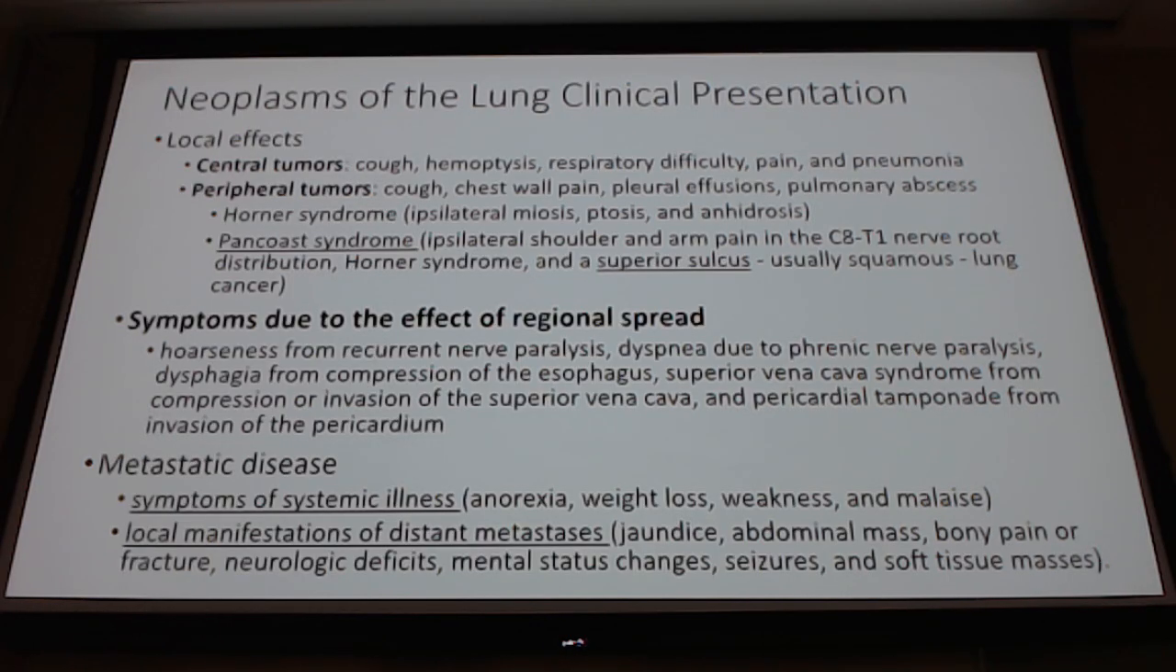Alright, so what are the differences between central and peripheral tumors? Okay, central, you're going to have local effects. So central, it's more so in the middle of the lung parenchyma, closer to the hilum, okay? So you're going to have cough, hemoptysis, difficulty breathing, pain, you may have recurrent pneumonias. Versus if it's peripheral, okay, on the pleural wall, you're going to have cough, chest wall pain, pleural effusions, pulmonary abscesses. This is where we start to see Horner syndrome and Pancoast syndrome. Okay.